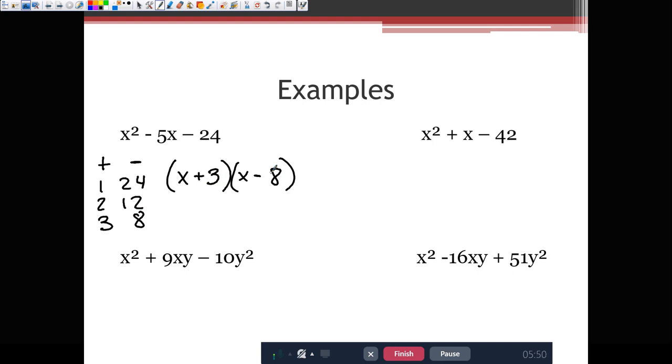Okay, now I have a positive number and then a negative number. So what do you think our signs are going to be for this? Negative, positive, because I have to have a negative number that's my smaller number and a positive number that would be my larger number.